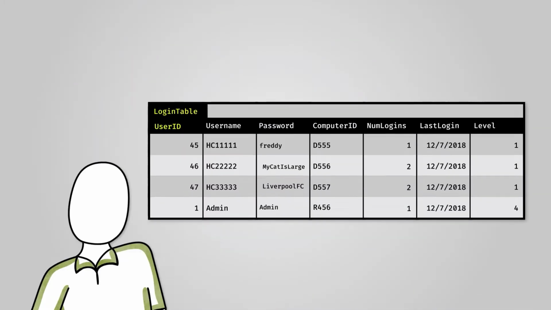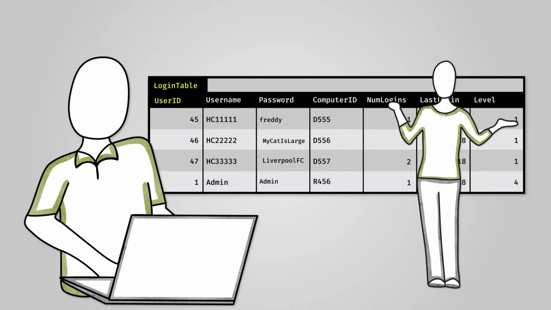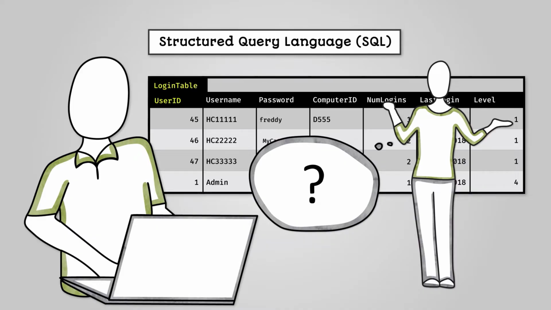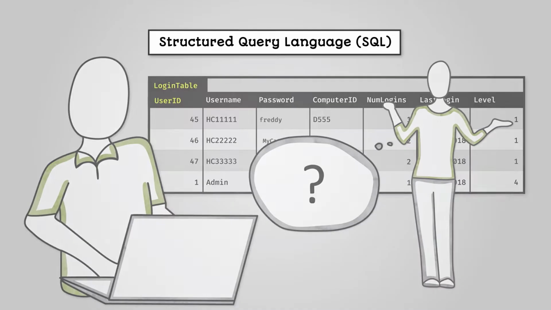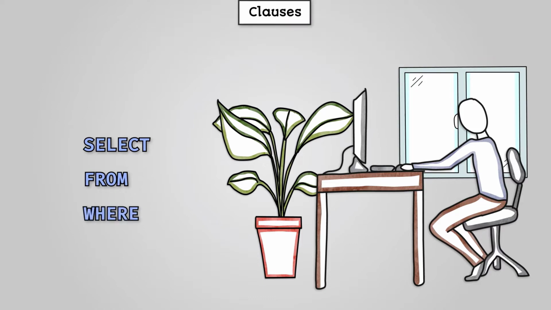We have seen how databases can be used to store records of data. However, the main purpose of a database is for us to be able to ask it questions and get specific answers. In order to do this, we use a special database language called SQL, Structured Query Language. SQL has three main parts: select, from, and where. These are called clauses.